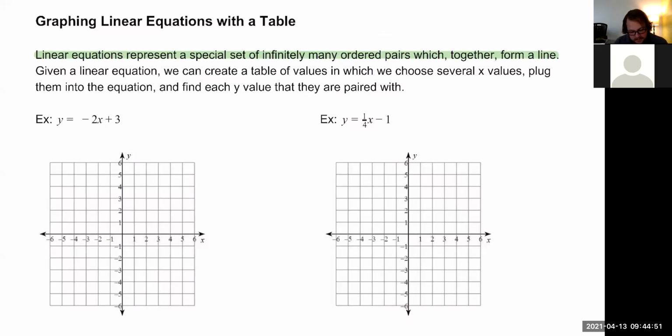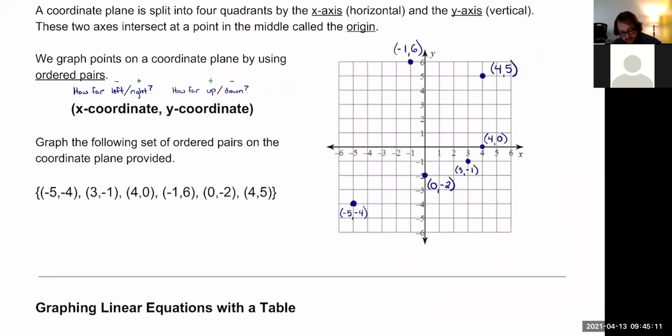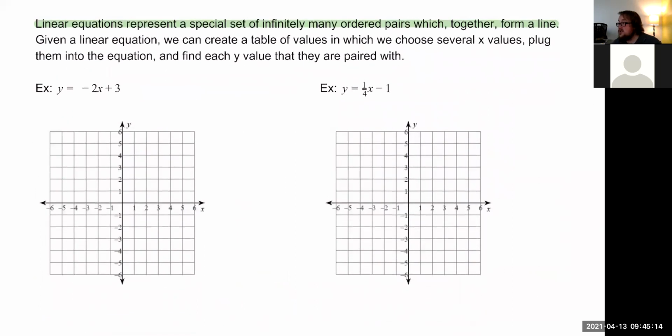So what we're going to do here, we're going to be given some linear equations, and we're going to create a table of values in which we choose several x values, plug them into the equation, and find each y value that they are paired with, because that's really the end goal. We just spent some time graphing ordered pairs. We want to find the ordered pairs that are unique to each of these equations. So it may be a slight oversimplification, but I'm going to underline create a table of values. We're graphing using a table today.